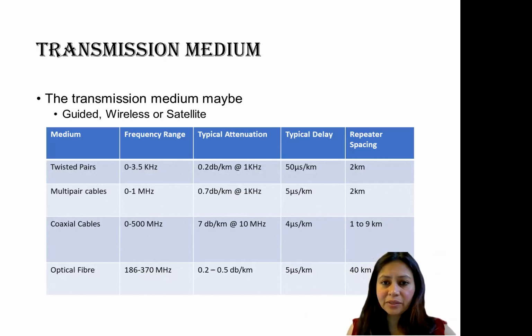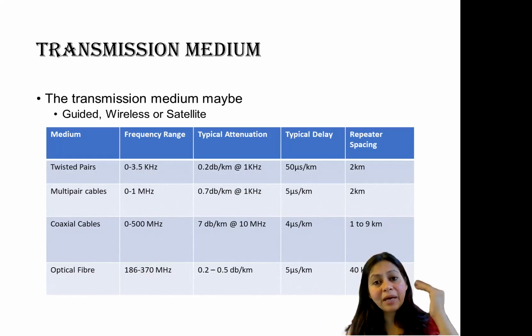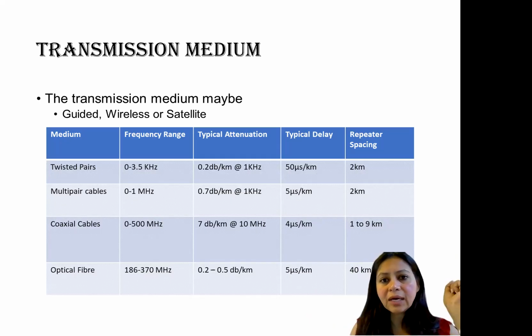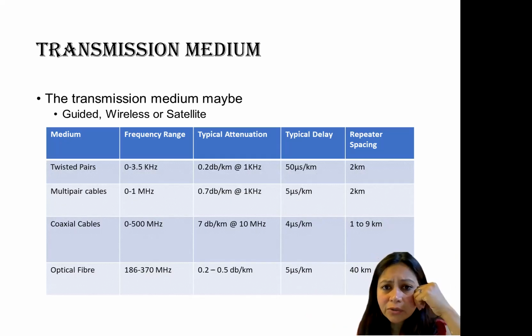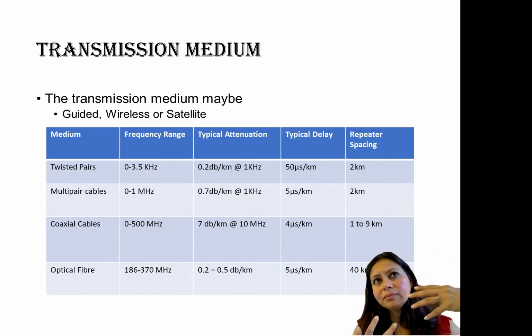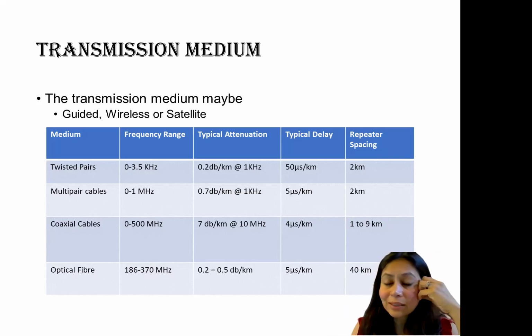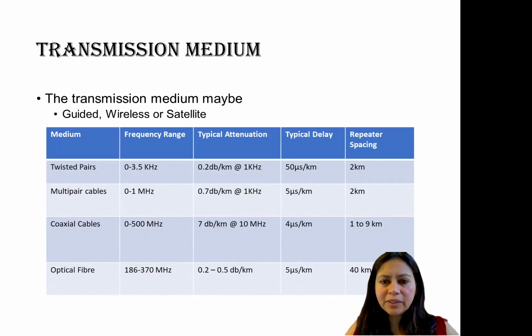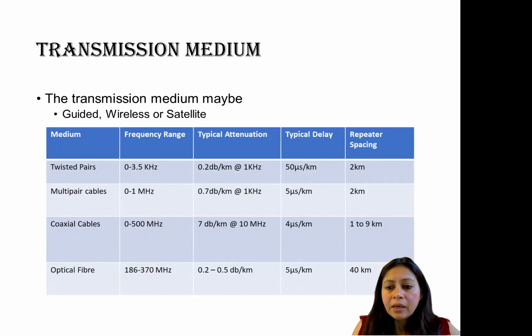However, if my student, if my class is so big that my voice needs to reach 5 classrooms down the hallway, what do I do? I boost my speech. How do I boost it? So in the domain of this transmission medium, this repeater spacing, the last column, this repeater repeats the signal.